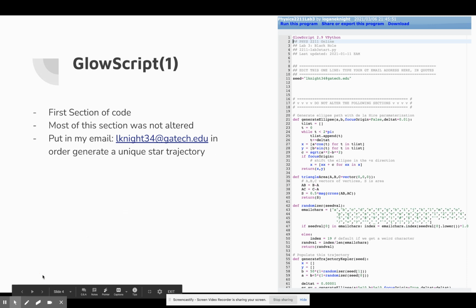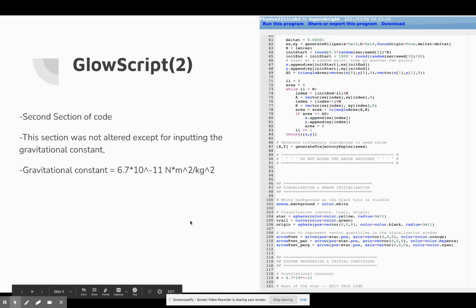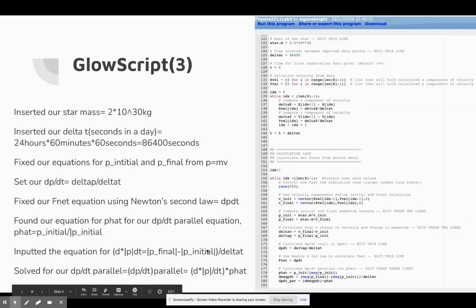So for our first section, all we really did here was input our email address to get our unique star trajectory right here. For section 2, we just inputted our gravitational constant, 6.7 times 10 to the negative 11. And for our third part is where we start to input a few more values. So we did our star mass, 2 times 10 to the 30th, and our delta T, so that's seconds in the day, so 86,400 seconds.